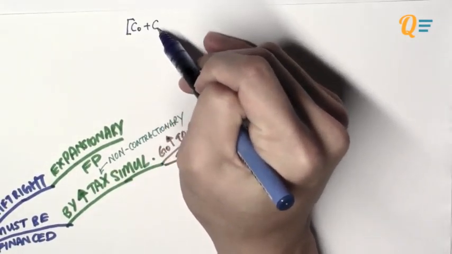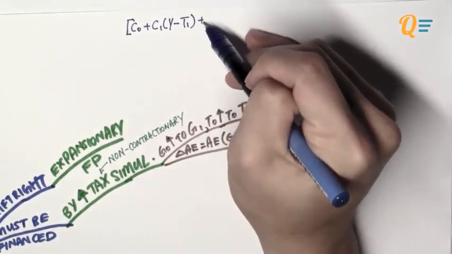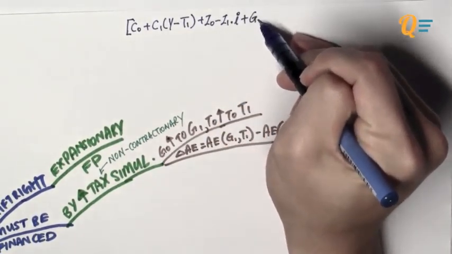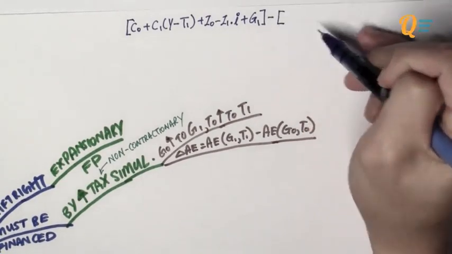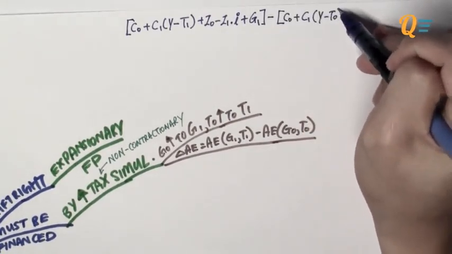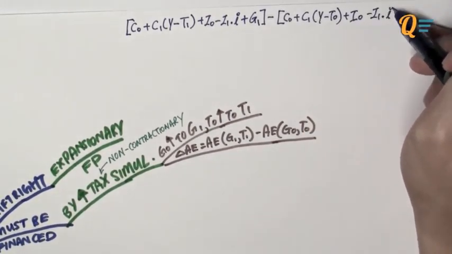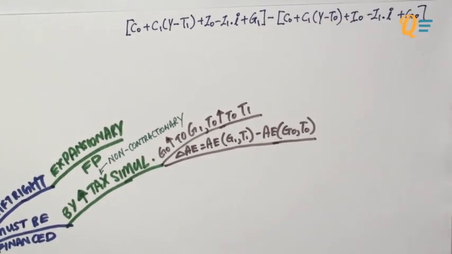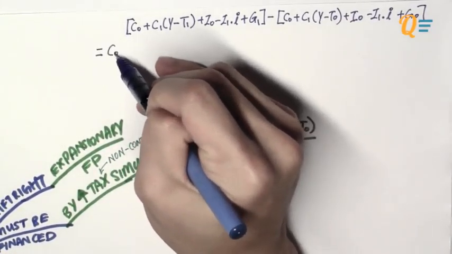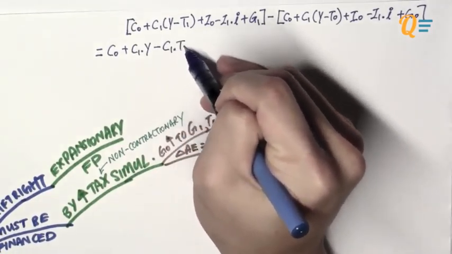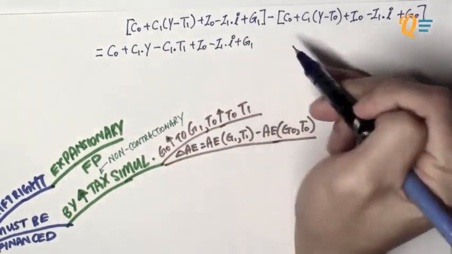So let's look at the aggregate expenditure function as a result of increased government spending and taxes. You have T1 and G1. This is the AE function for the new equilibrium. And here's the AE function for the old equilibrium, where the tax level is still at T0 and the government spending level is still at G0. The next step is I'm going to remove away all the brackets.